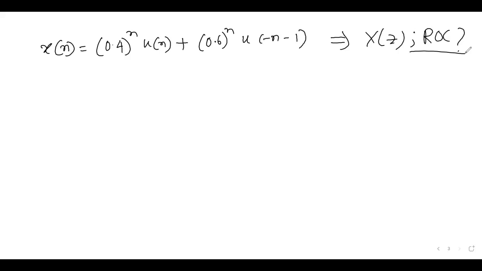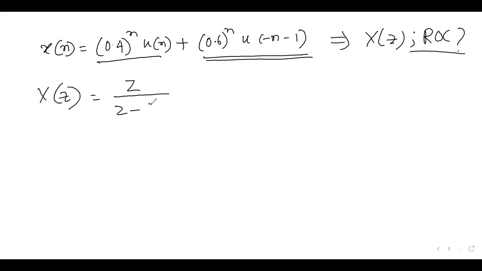We have already calculated these. Right-hand infinite signal, we know, and we know concentric circles, with radius 0.4 to 0.6. We know the z transform of 0.6^n, which we have just calculated. I'm writing the results directly. Now I will concentrate on the ROC. You can easily find the z transform of this. What was the z transform? z by z minus 0.4.